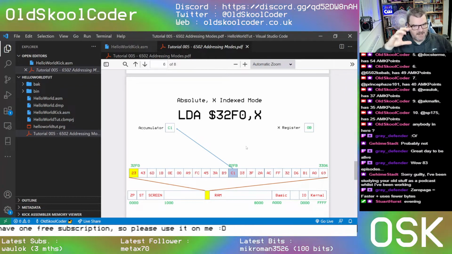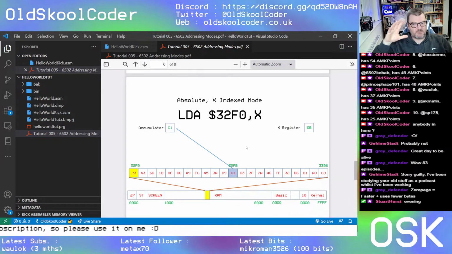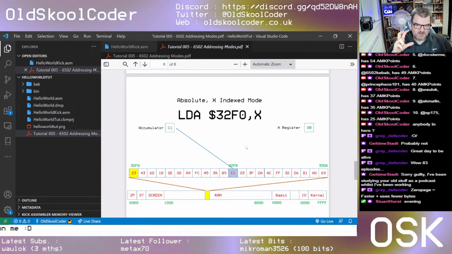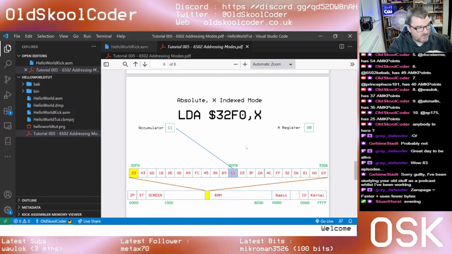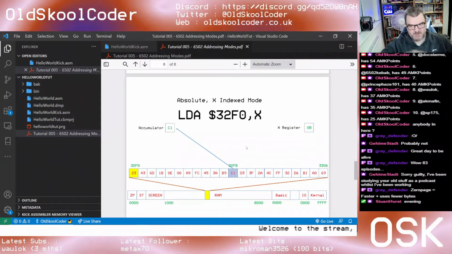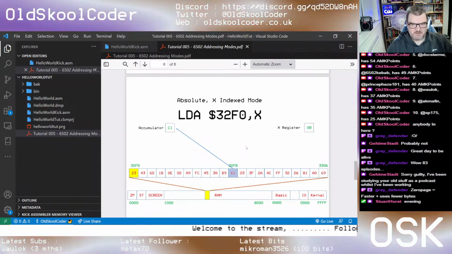So that is absolute addressing offset by X, and it's called indexed by X, but it's literally an offset. You offset your base position with the value of X.